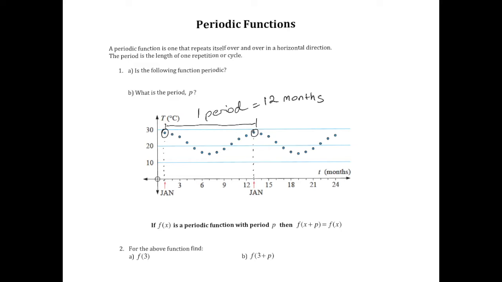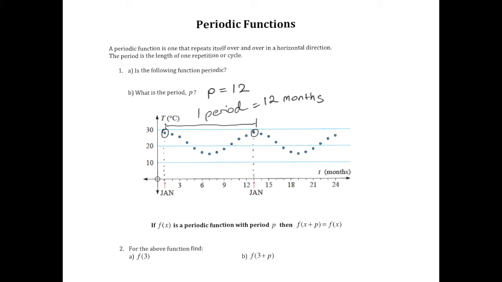Beautiful. Okay, so first of all, 1A, I've skipped 1A. Is the following function periodic? Yes. Really simple. If you want to write a reason, it's because it repeats horizontally. B, what is the period P? Now, we've written it in words, but if you were to write a value for P, what would it be? Exactly. So I think for B, we should write P is 12.